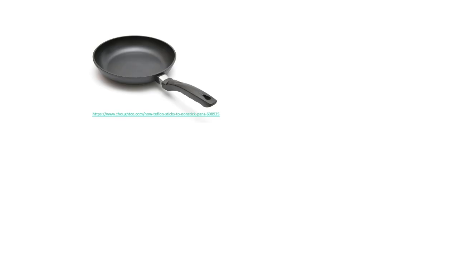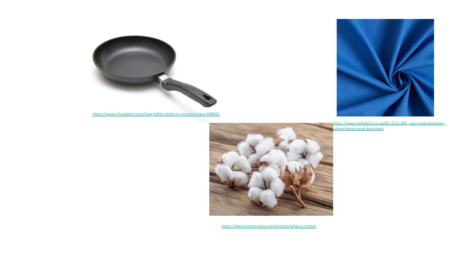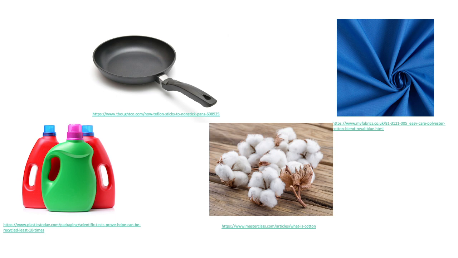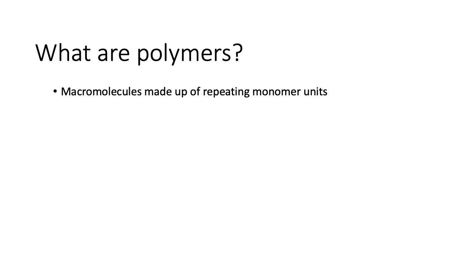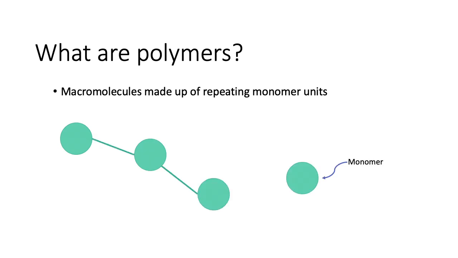What do a non-stick frying pan, polyester fabric, cotton, and plastic bottles have in common? They're all made from polymers, but what actually is a polymer? Polymers are large macromolecules made up of small chemical units known as monomers.